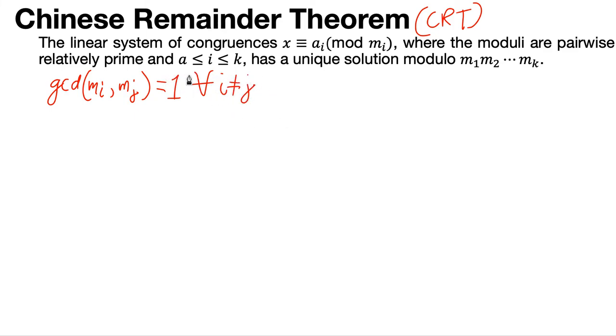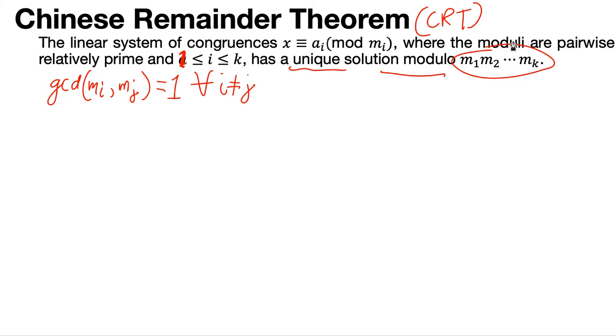Noting that i is between 1 and k. Sorry, it should be 1, not a. I'm sorry about that. i lives between 1 and k. Okay, and it has a unique solution, which is a solution modulo the product of all the moduli multiplied together.